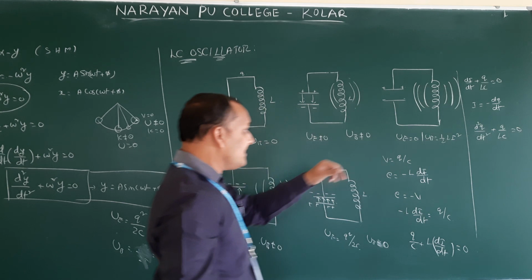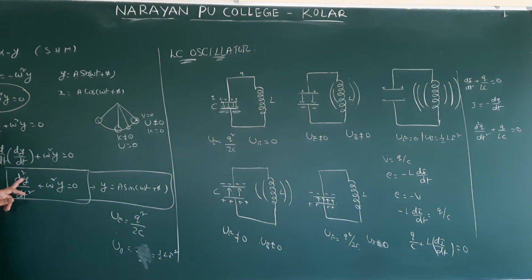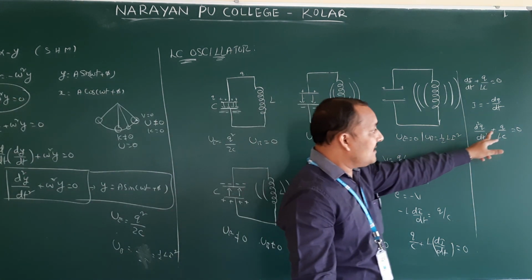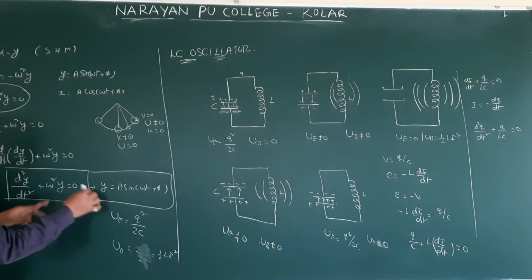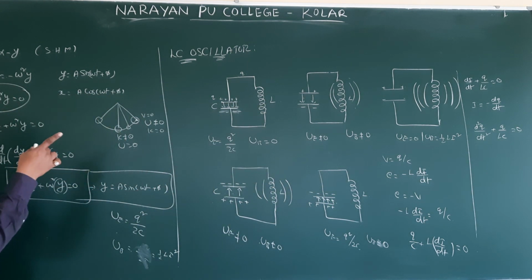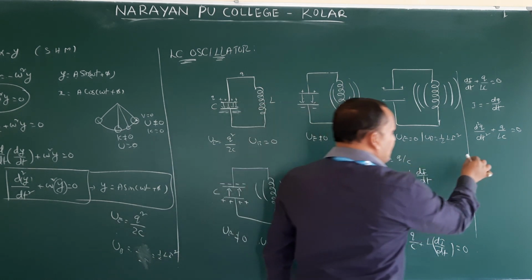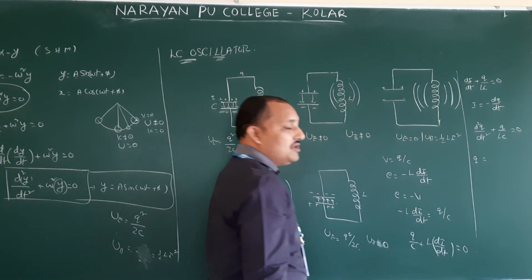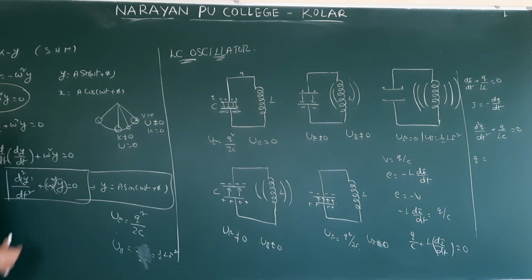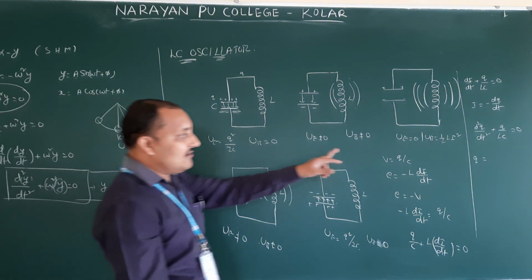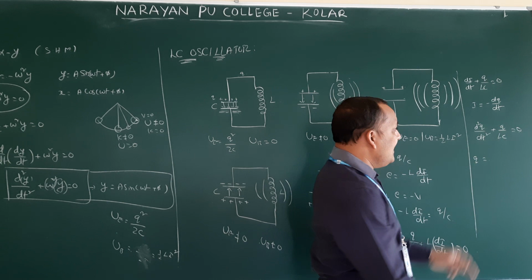So what is Q now? We have to see this equation and this equation. So d square y by dt square plus omega square y equal to 0. So d square q by dt square plus q by LC equal to 0. In place of y, what is there? Q is there, isn't it? So q is equal to, we want the solution. What is the solution? I will write. And in place of omega square, what is there? In place of omega square here, 1 by LC is there.